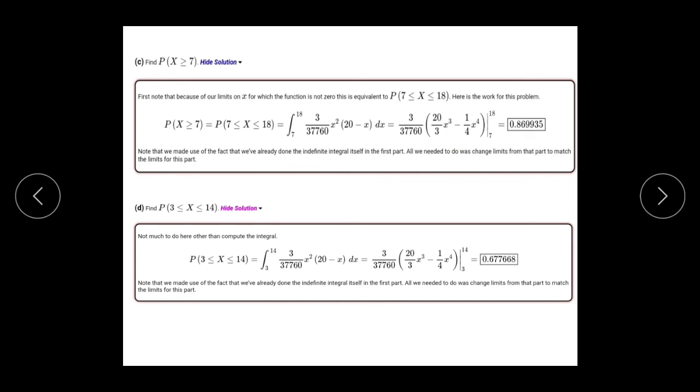Sa D naman, probability that x is greater than or equal to 3 and x is less than or equal to 14. So, katulad lang ng process kanina, ang limits naman na gagamitin natin ay 3 to 14. So, with this equation, we will have 3 over 37,760 quantity 20 over 3 x cubed minus 1/4 x to the 4th evaluated from 3 to 14. Simplifying this, we will have 0.677668, which is in percent is 68%.